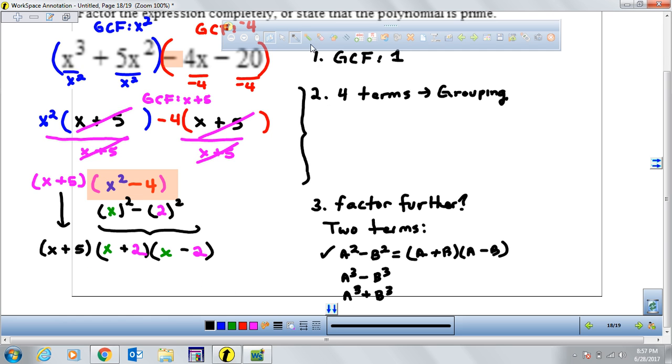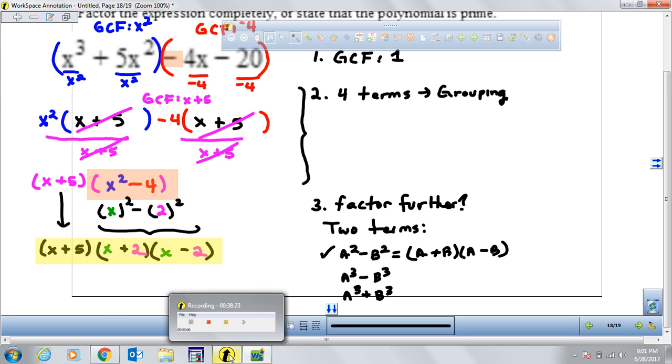And can we factor it even further more? No, because all the factors are linear, x, x, and x. This is the end of this problem. Okay. So this is going to be the end of section P.5.